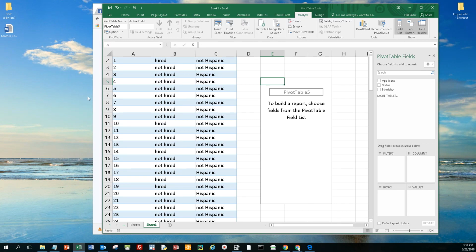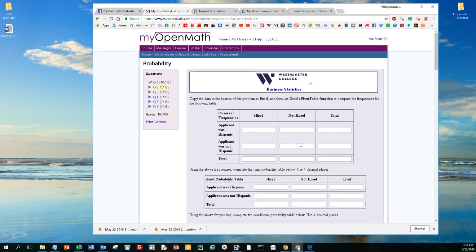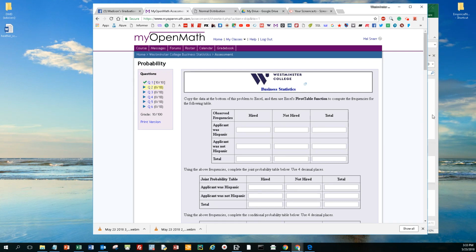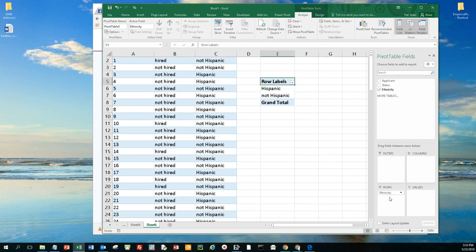Okay, now I'm going to go back to my OpenStax Math real quick, and I'm going to look at how the table here is constructed. I've got hired, not hired, applicant, and Hispanic and not Hispanic. So ethnicity goes in the rows and status goes in the columns. So clicking right here, I can see that I've got applicant, status, and ethnicity. I'm going to drag ethnicity into the rows. I'm going to drag status into the columns.